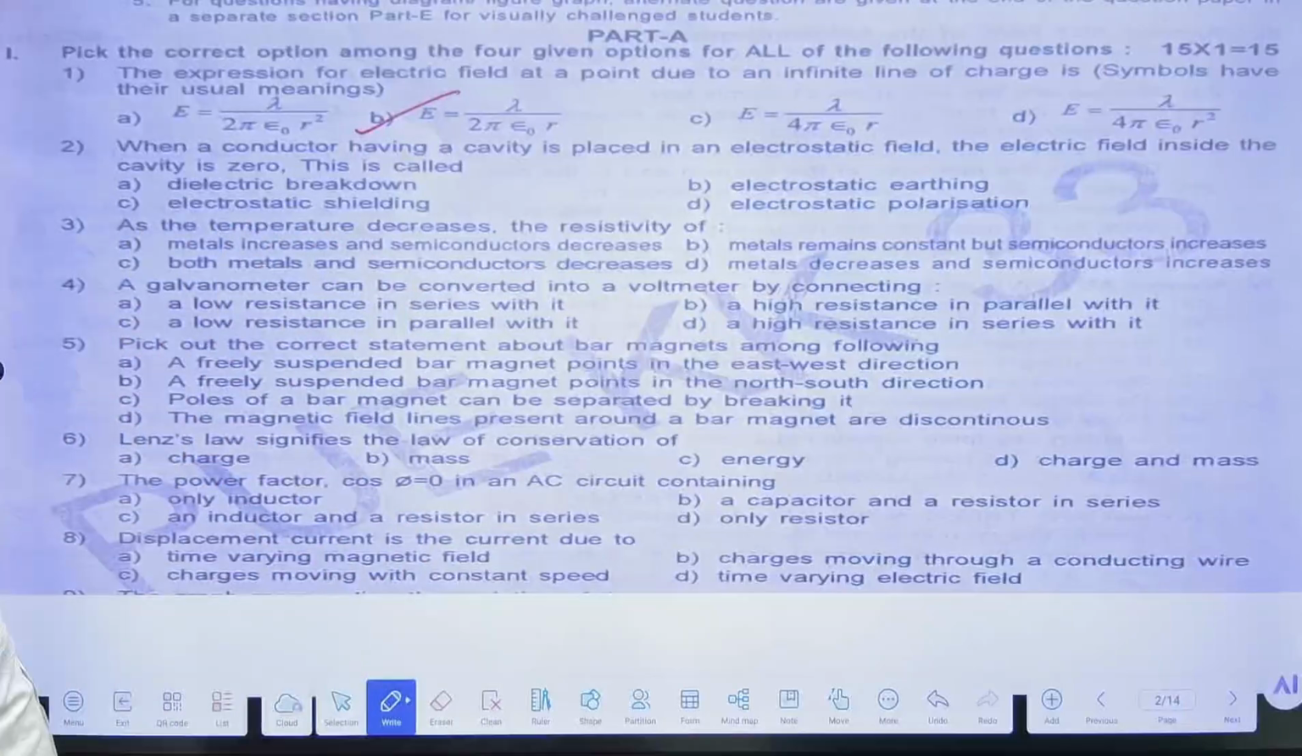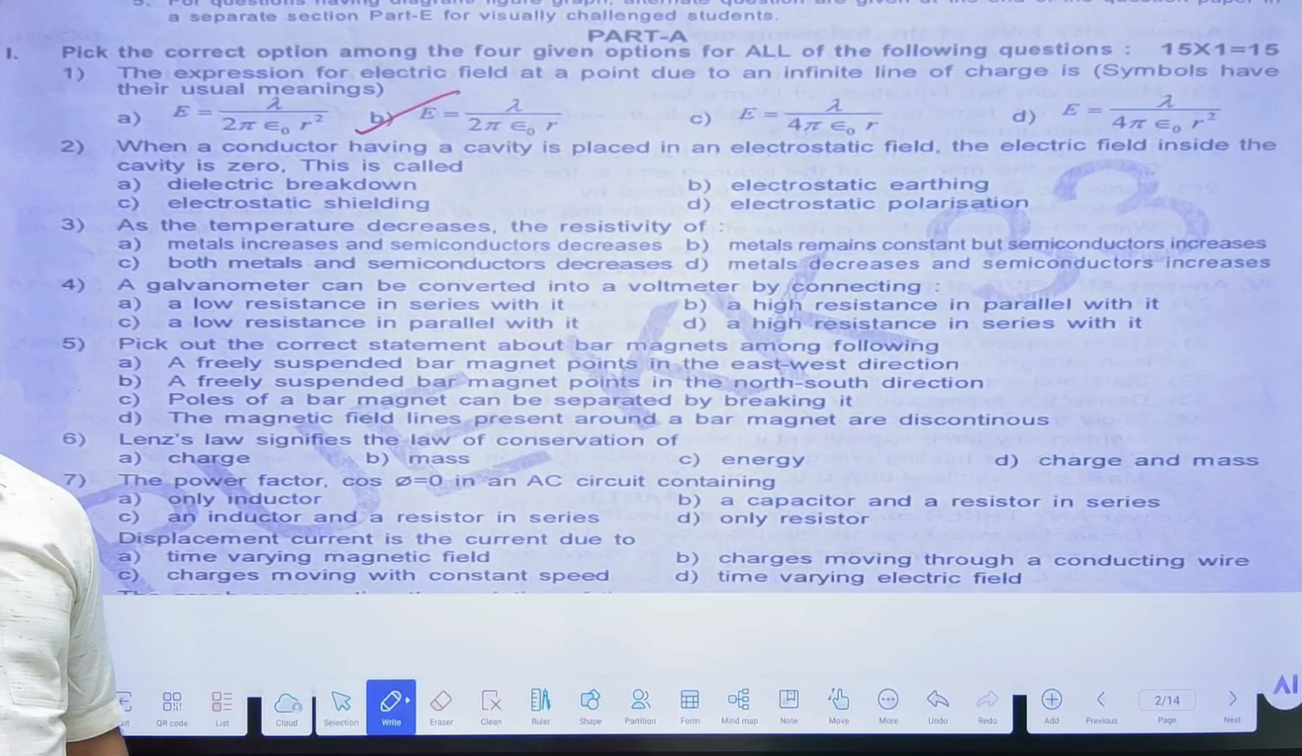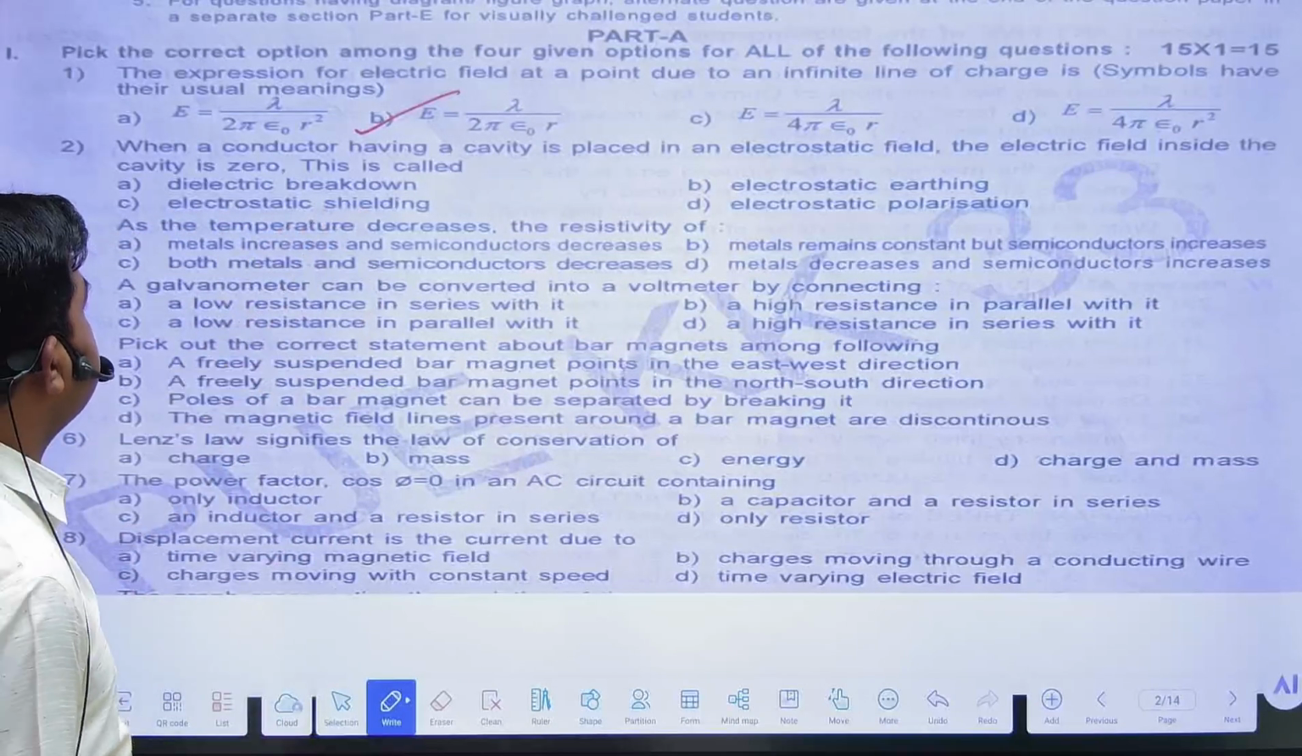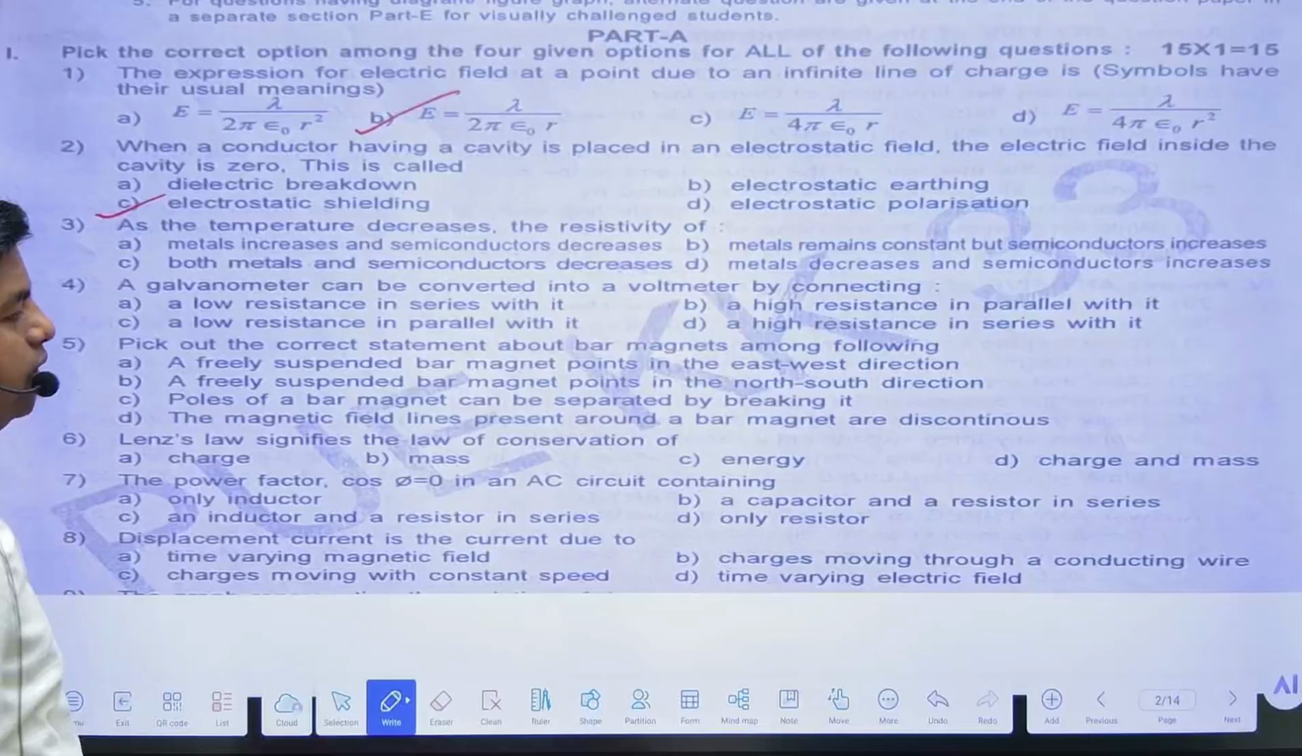Next question: when a conductor having a cavity is placed in an electrostatic field, the electric field inside the cavity is 0. Electric field inside the cavity is 0. This is called electrostatic shielding.